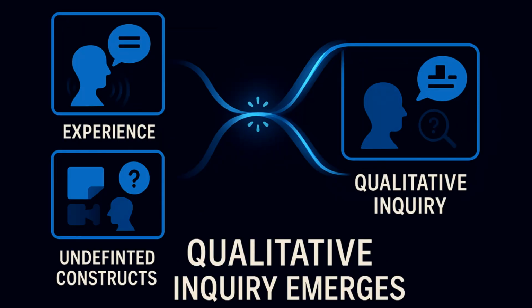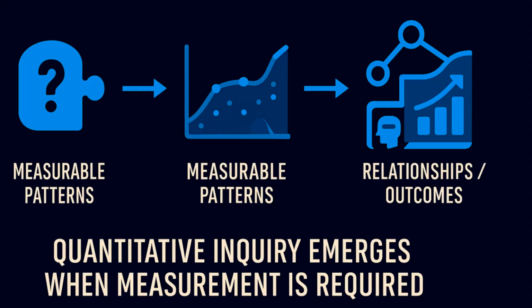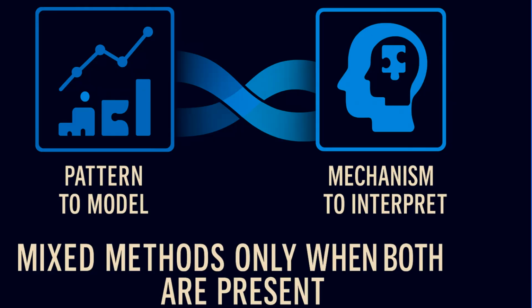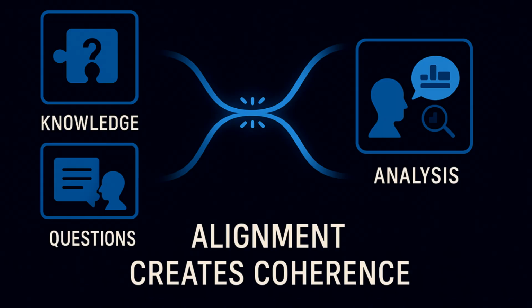Qualitative inquiry emerges when the field needs to understand how participants experience the phenomenon, or when the constructs themselves have not yet been defined. Quantitative inquiry emerges when the field requires measurable evidence about patterns, relationships, or outcomes. Mixed methods inquiry becomes necessary only when the problem contains both a pattern that must be modeled and a mechanism that must be interpreted. This alignment is what gives a study its coherence.